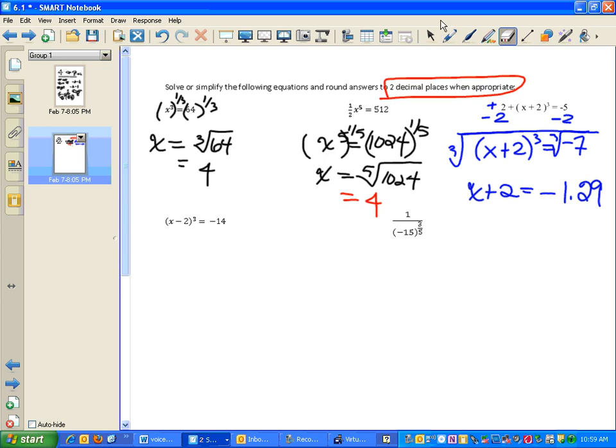Did I say that and I just read it wrong? Okay, sorry. How about this? Is that better? Sorry, I can't read. Maybe I'm dyslexic. So now we subtract 2, and x is equal to -3.91.